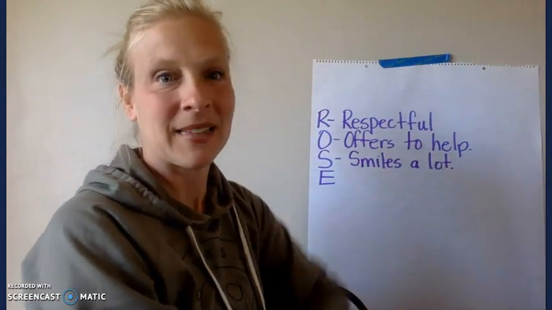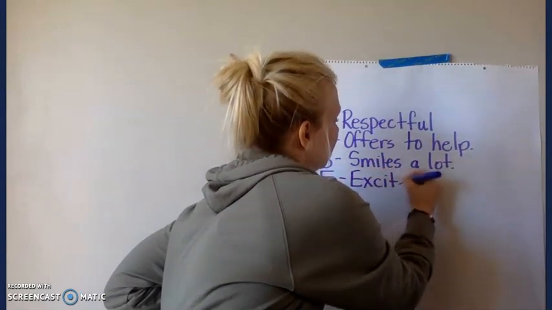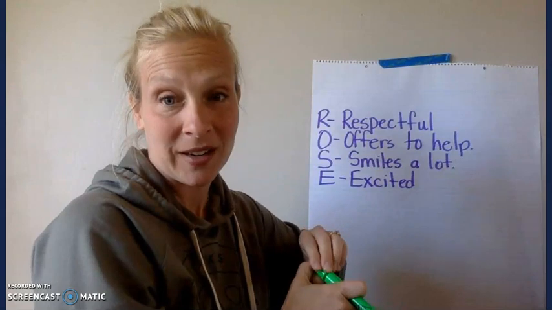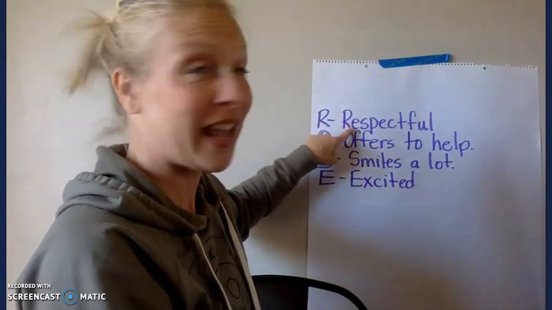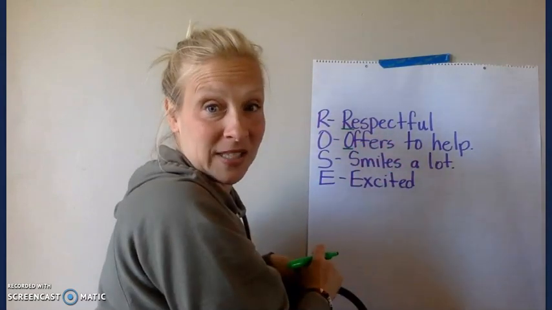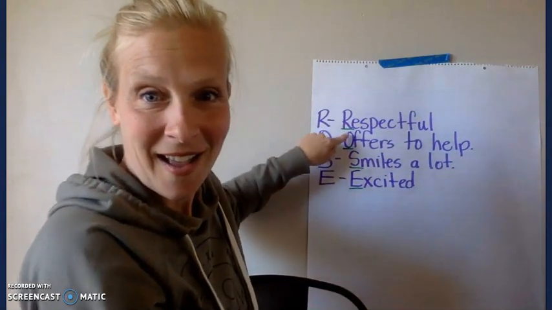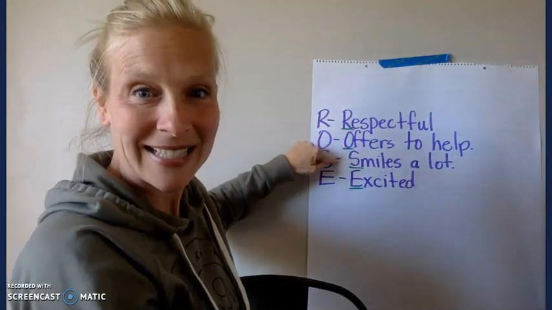And E. E is kind of a tricky one. I might say excited. Excited to be teaching you about acrostic poems. Now, let's go down and make sure that I have each letter correct. And it should spell out my name. Respectful, offers to help, smiles a lot, excited. R-O-S-E.